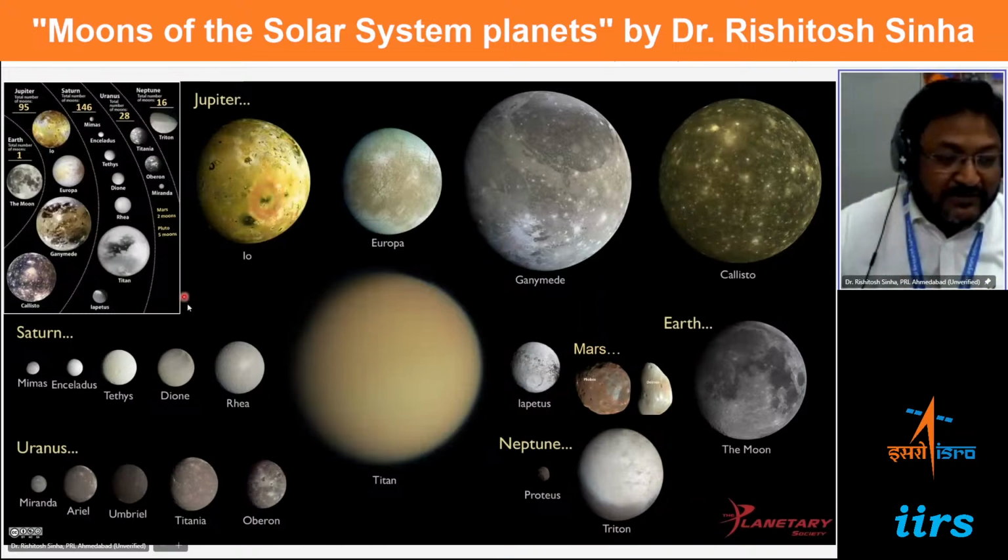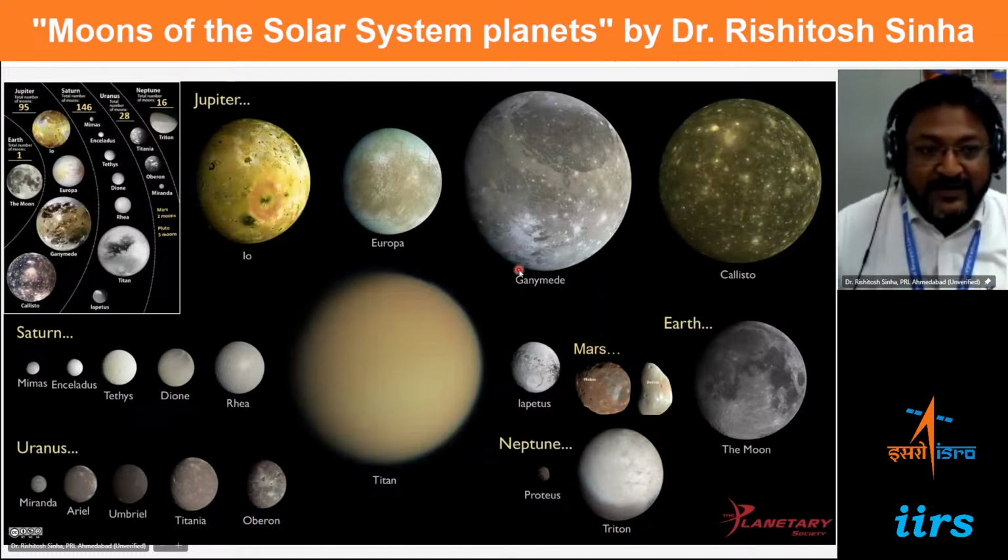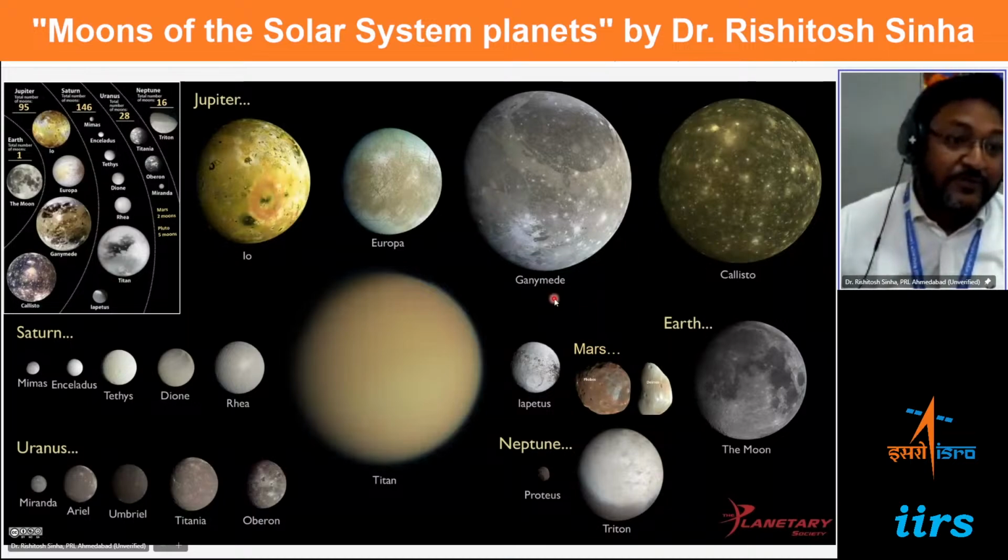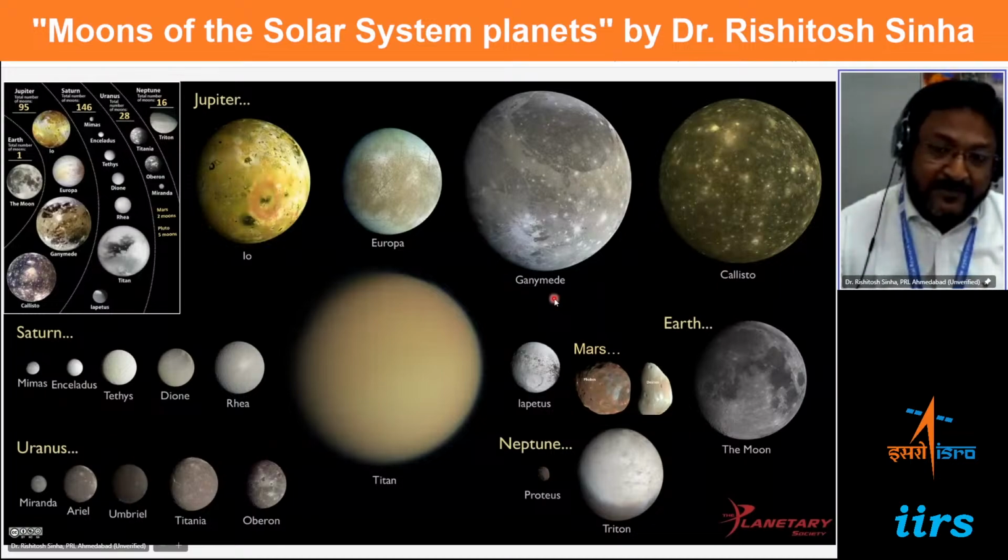So it is very important for us to understand, first of all, how these giant bodies have got so many moons, what the context of the moons is with each other around the planetary body, how these moons have evolved, and how the surface of these moons looks.